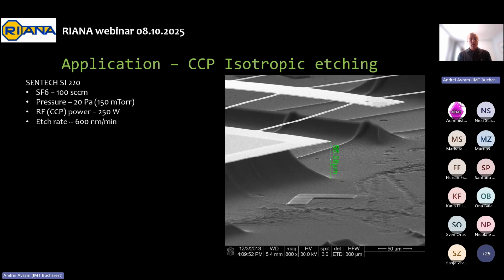A flow of SF6 of 100 standard cubic centimeters per minute. SF6 is the gas that is mostly used for etching silicon, because fluorine is highly reactive with silicon, at a pressure of about 150 millitorr, an RF power of about 250 watts, and the etch rate is about 600 nanometers per minute. So this is just for you to have an example of a recipe inside a CCP reactive ion etching tool for an isotropic etching profile.